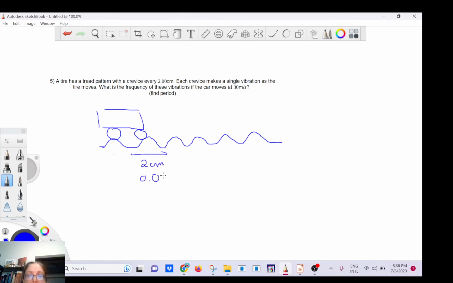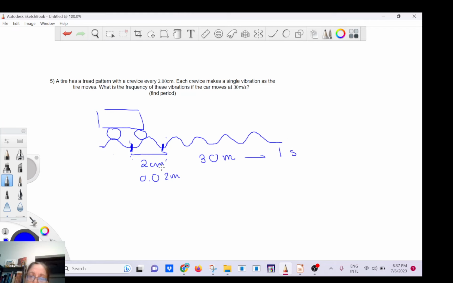So 0.02 meters. Imagine the car is going to go boom, boom, boom, boom, boom, right? And so 2 centimeters, that will be the distance here. But we want to find out the frequency. So first of all, how long is it going to take to go from that crevice here to this one? And you know that the speed is 30 meters in 1 second.